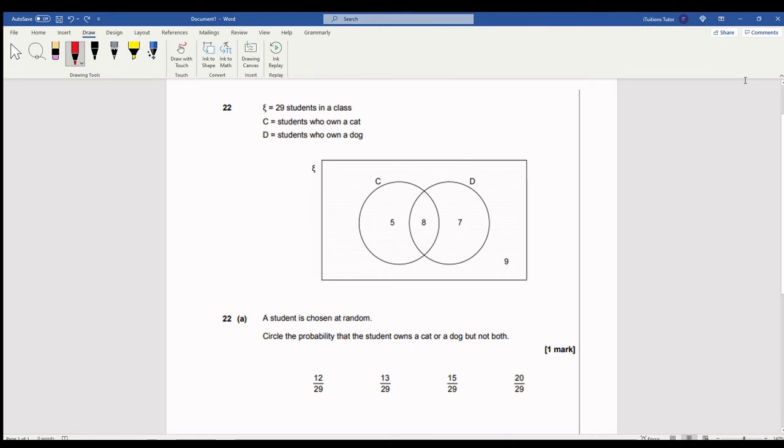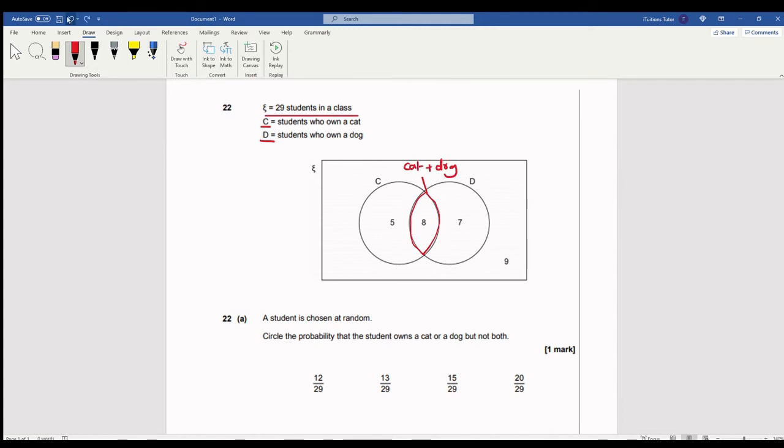This is another question taken from a GCSE past paper. This time we're not completing a Venn diagram. It's already completed for us and we need to use this information to work out probabilities. What this shows us is we have a universal set which tells us there are 29 students in a class. We have 2 sets, set C and set D. Set C tells us the students who own a cat, and set D tells us the students who own a dog. The intersection, which is this area over here, tells us how many students own a cat and a dog.